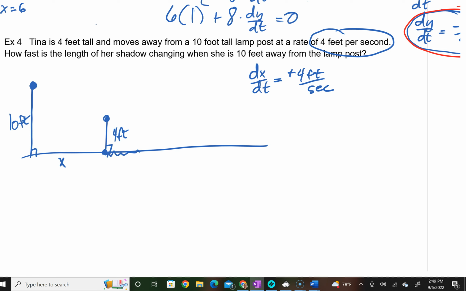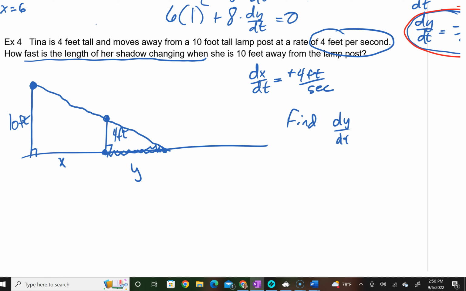Well, her shadow is right here. I'm going to call this y. And it's formed by the light being blocked by her body. Right? And that's why, when you look at the shadow, it's always the shape of your body, but it's where the light is being blocked. So, of course, y is the length of that shadow. So how fast is the length of the shadow changing? So find dy dt. We're going to assume that x and y are functions of time when she is 10 feet from the lamppost, when x is equal to 10.